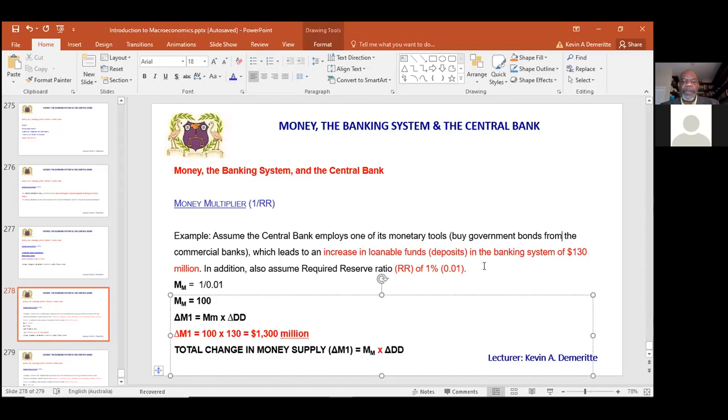Let us also assume a required reserve ratio, in this case, of 1%. All right. So a required reserve ratio of 1% says that out of every dollar that you take in as a commercial bank, you can lend out $99 and you only have to hold back $1. Right? Because $1 is 1% of $100. So a required reserve ratio of 1% says that you can lend out $99, but you have to keep $1 back, 1%.